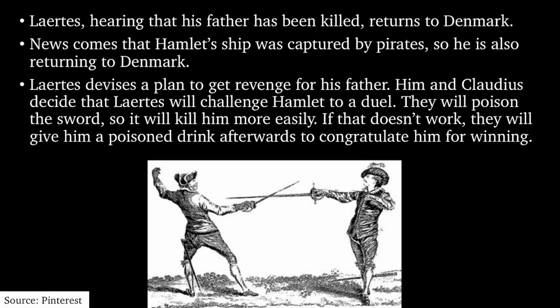Laertes, who is really angry at this stage, learns that Hamlet is the one responsible for killing his own father, and devises a plan to get revenge on him. He and Claudius decide that Laertes will challenge Hamlet to a duel. They'll poison the sword so it will kill him much more easily. And if that doesn't work, they'll give Hamlet a poisoned drink afterwards to congratulate him for winning.